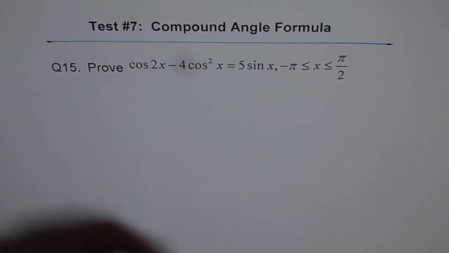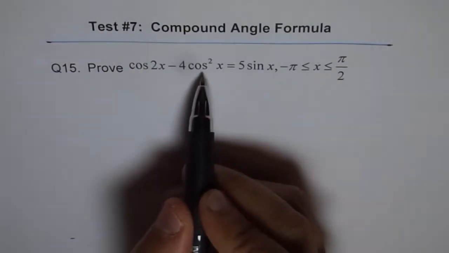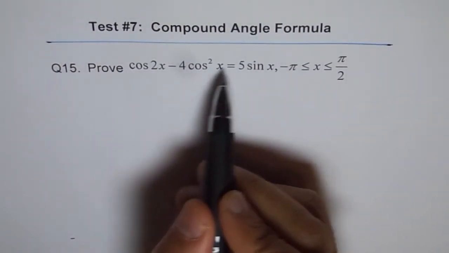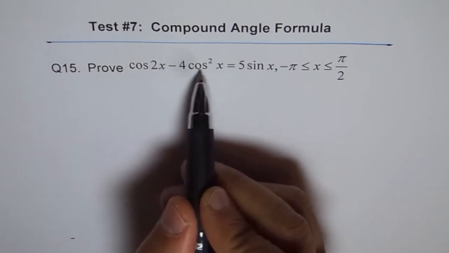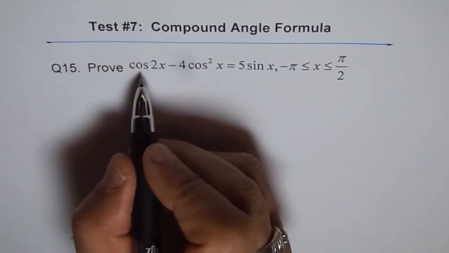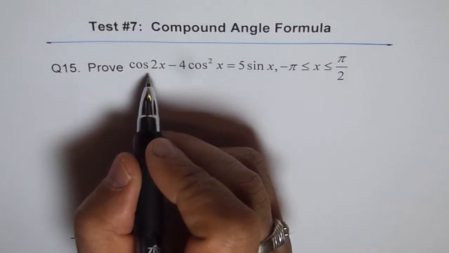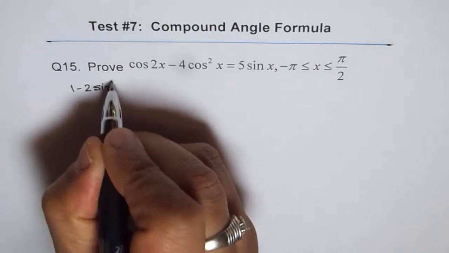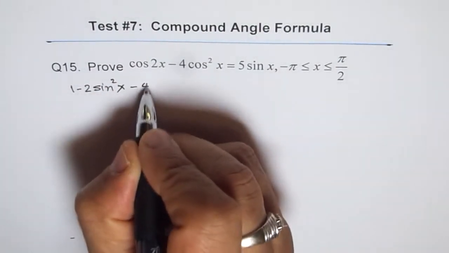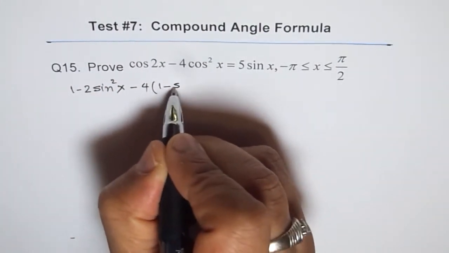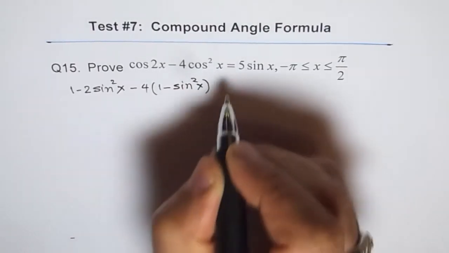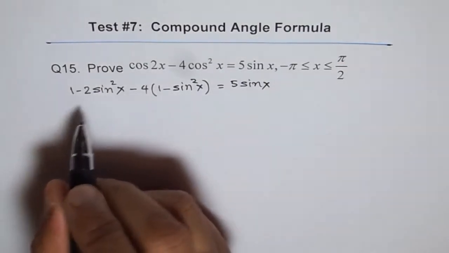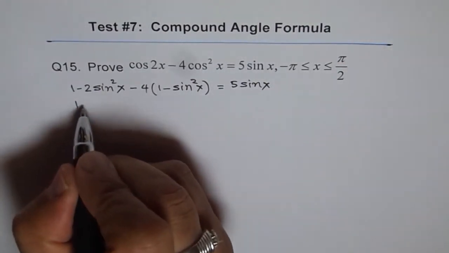So here is my suggestion. This time we'll write this equation in terms of sine. We have one sine here, and these two terms can be written in terms of sine. So cos 2x can be written as 1 minus 2 sine square x, and minus 4 times cos square x can be written as 1 minus sine square x. On the right side we have 5 sine x. Now we can open this bracket and combine like terms.